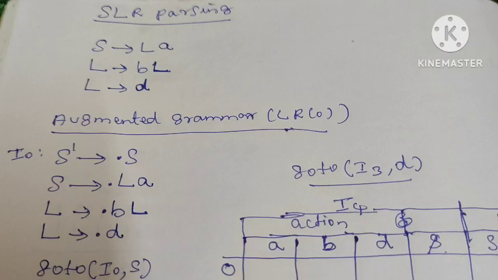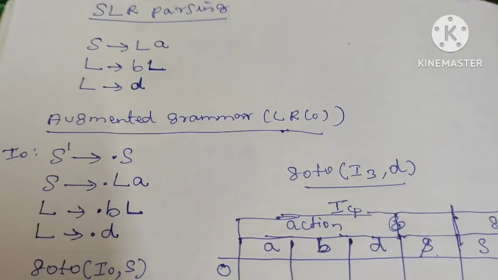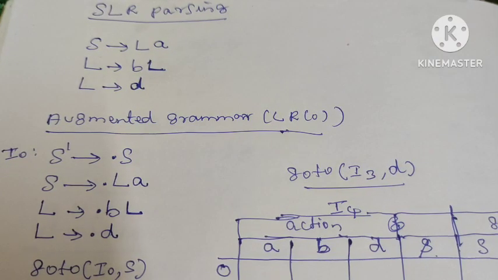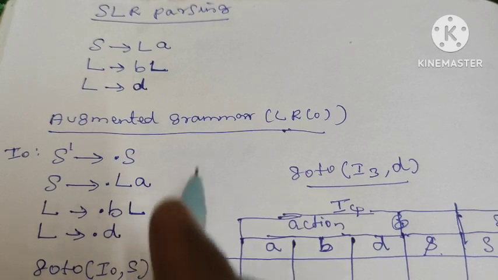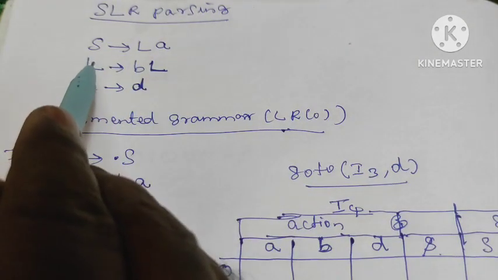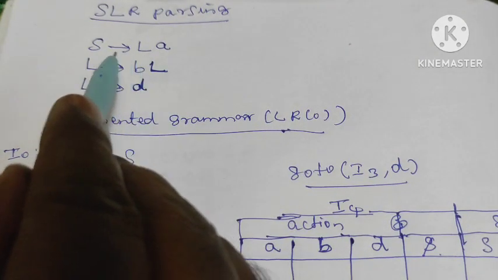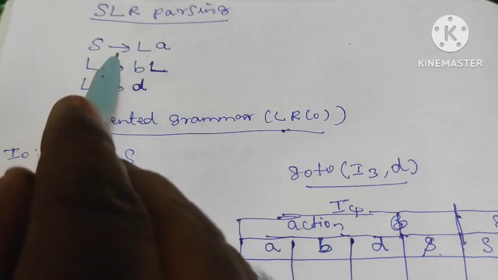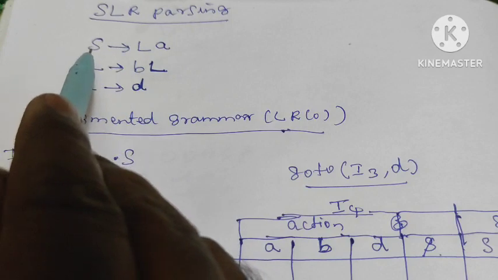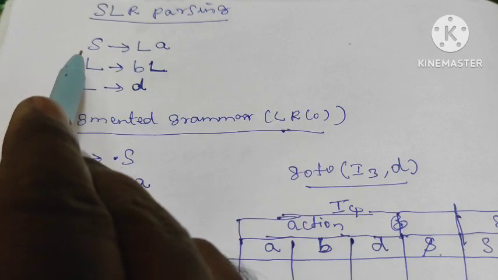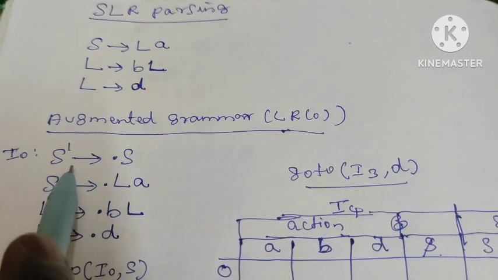Now, the first step for SLR parsing is that we have to construct an augmented grammar. What is meant by augmented grammar? You take up the starting symbol in this grammar. S is called the starting symbol. So, to construct an augmented grammar, you have to push the starting symbol S on the right side and introduce the S dash symbol on the left side. Okay, that's what has been done.